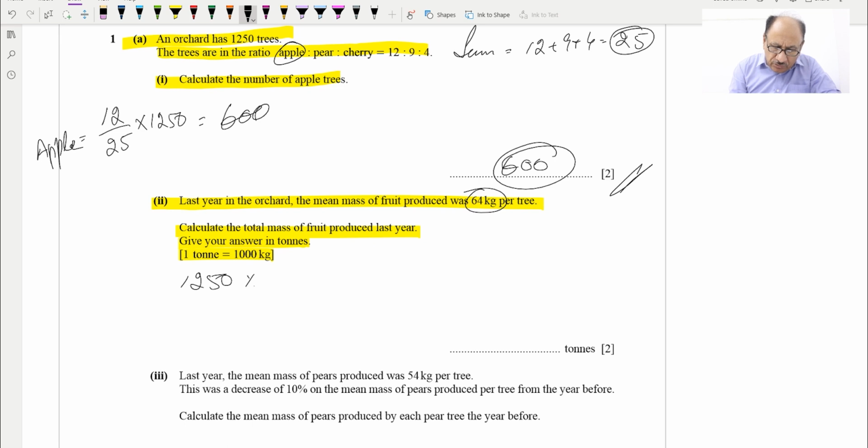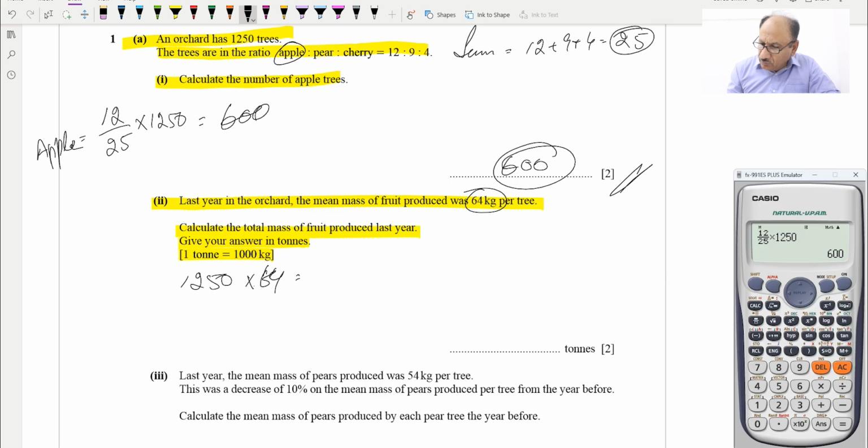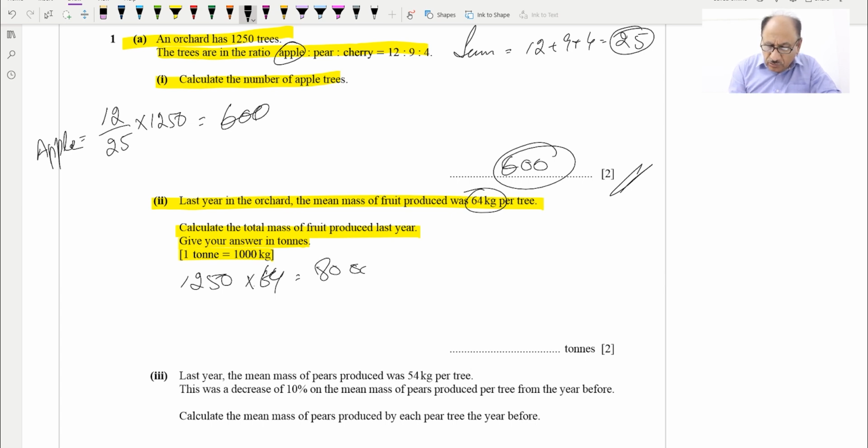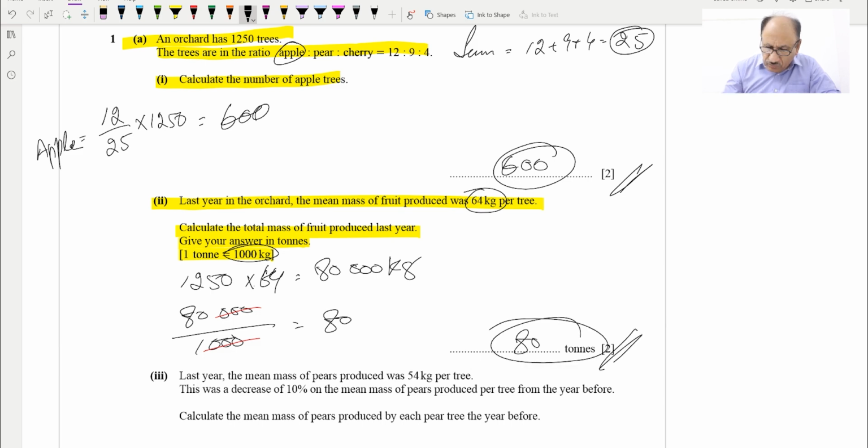So each tree is producing 64, so we'll multiply by 64 and this will be equal to 1250 multiplied by 64, so it means 80,000 kg, which will be converted into tons. So 80,000 divided by 1000 by this conversion. So the 3 zeros will be cancelled, and after cancellation it will be 80 tons. So 80 tons will be the answer for 2 marks.